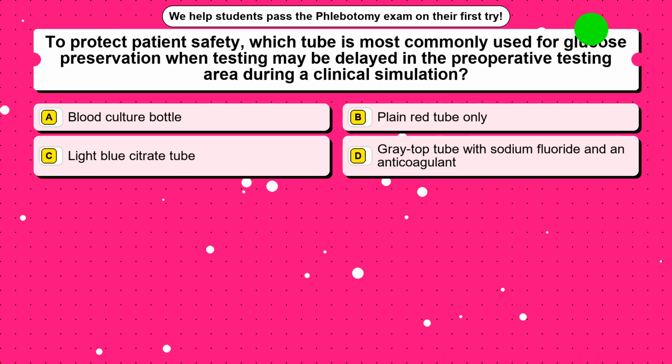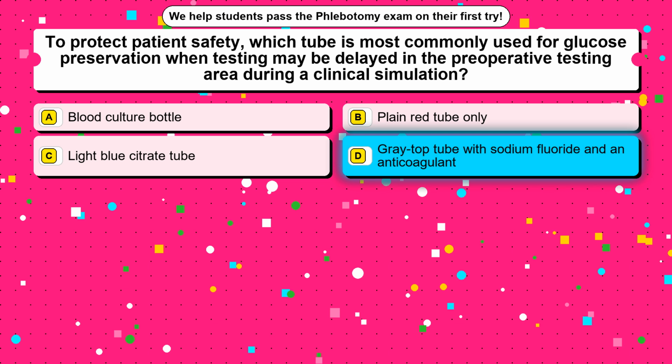Question 55. To protect patient safety, which tube is most commonly used for glucose preservation when testing may be delayed in the preoperative testing area during a clinical simulation? Option A, blood culture bottle. Option B, plain red tube only. Option C, light blue citrate tube. Option D, gray top tube with sodium fluoride and an anticoagulant.